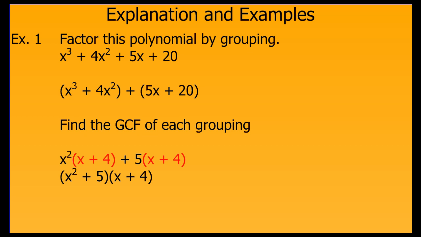You can sort of think of this as a reverse distributive property. If you were to take this factored form and now distribute it back out, you'd work your way back up to the original polynomial. This is now the factored form of this polynomial.